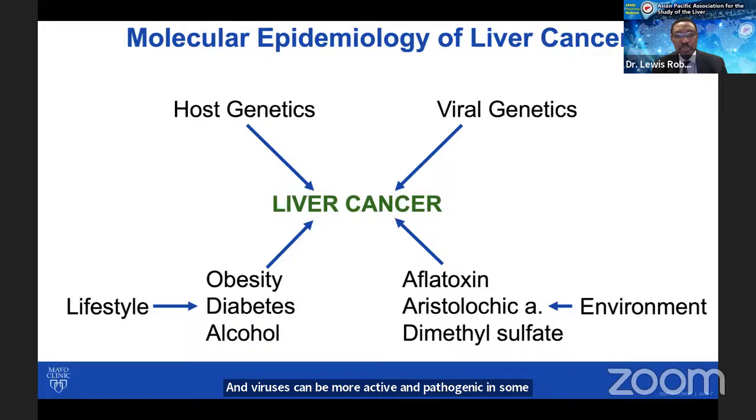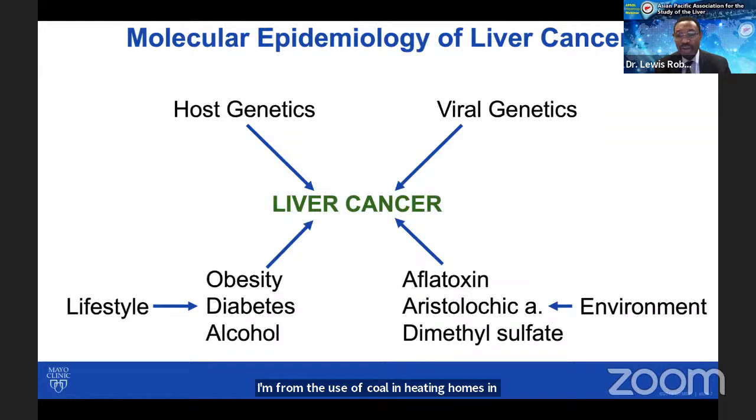On the other hand, if we look at lifestyle, we know that obesity, alcohol, and diabetes are associated with metabolic associated liver disease, and that is a major and increasing contributor to liver cancer globally. And then we also have environmental factors. We've known about aflatoxin for a long time. We recognized aristolochic acid, which is a compound from Chinese wild ginger, to be a toxin that's quite mutagenic in patients in Asia. And more recently, it's been shown in individuals with HCC from Mongolia that dimethyl sulfate from the use of coal in heating homes in Mongolia is likely a co-carcinogen as well.